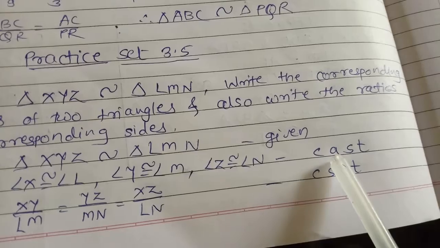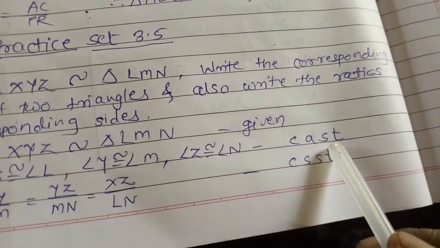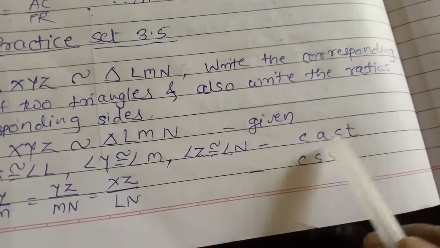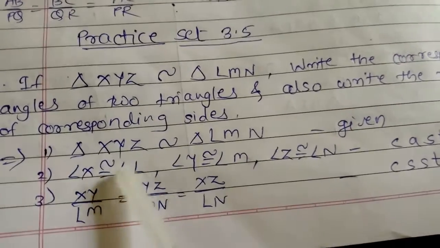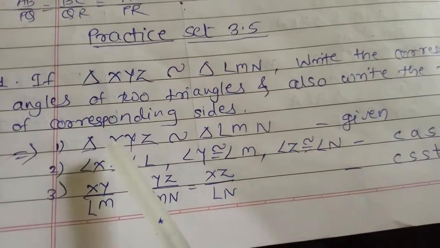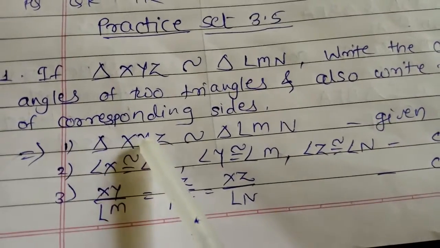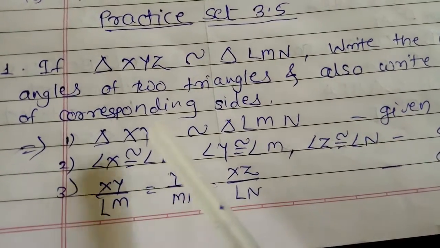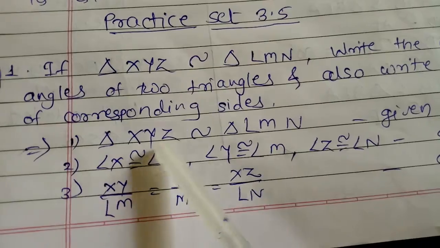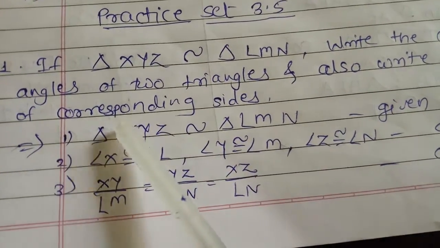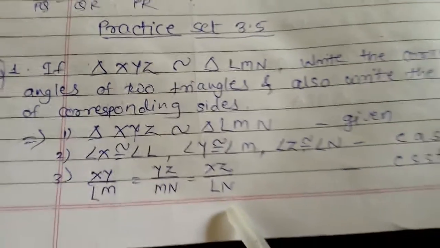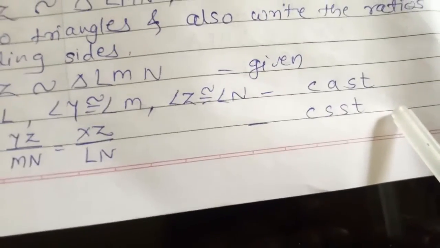In the previous examples we learned about the congruent triangles. So there we use the CT, that is CAST. But here the triangles are similar, so we write corresponding angles of similar triangles. So we see the angles are congruent. Now the sides are in proportion. So how to write the sides? XY first second, here also LM first second, XY upon LM is equal to second third, that is YZ upon MN, is equal to first third, here also first third, that is XZ upon LN. So sides are in proportion, so we can write that is CSST, corresponding sides of similar triangles.